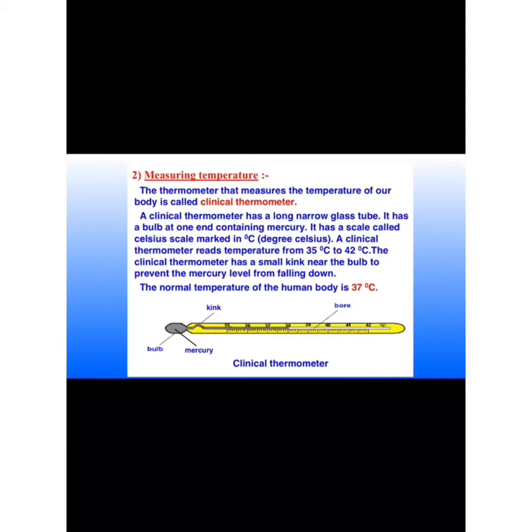As you can see in this figure, it has a scale called the Celsius scale, marked in degrees Celsius. It reads temperature from 35 to 42 degrees Celsius. It has a small kink near the bulb which prevents the level of the mercury from falling down. The normal temperature of a human body is 37 degrees Celsius.